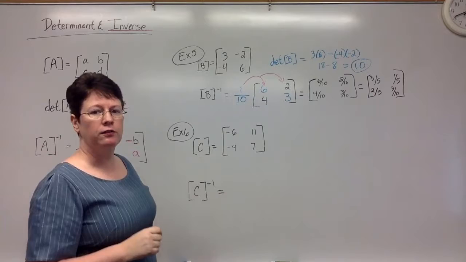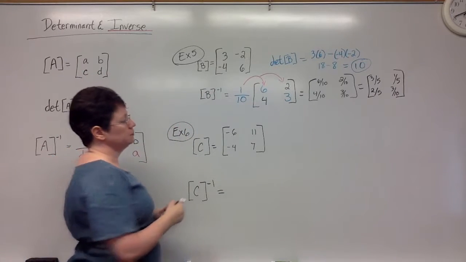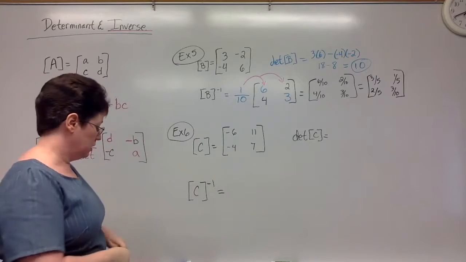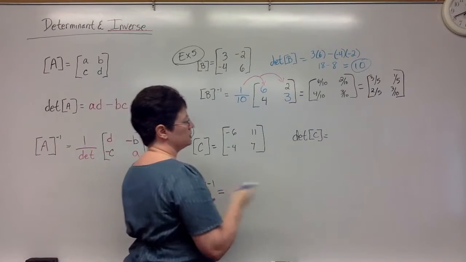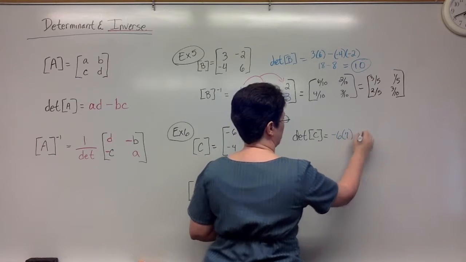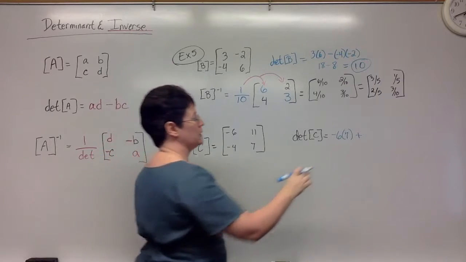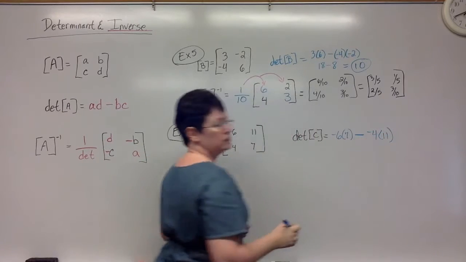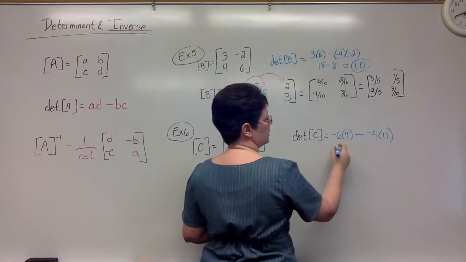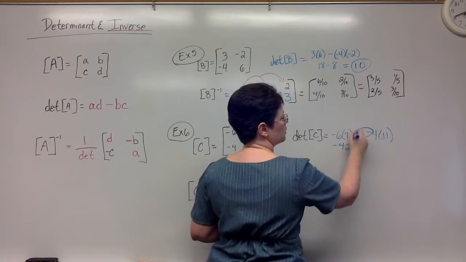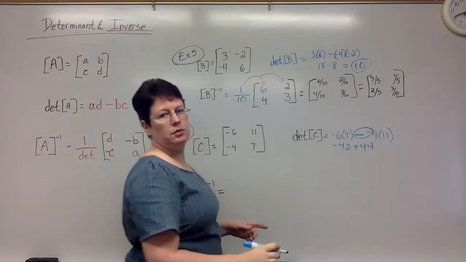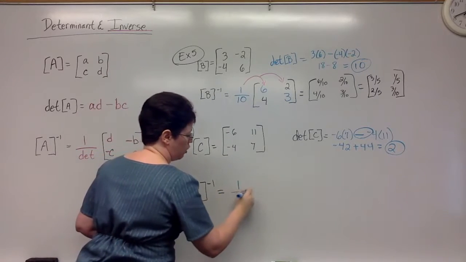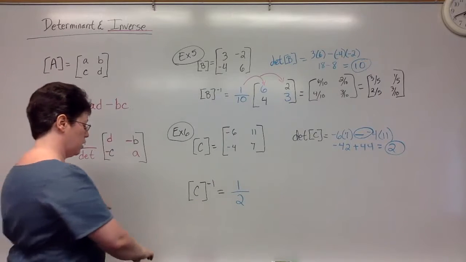Let's do example 6. First step, we got to do the determinant, right? So let's come over here. I need the determinant of matrix C. What are we going to do? Well, remember cross multiply. So I have negative 6 times 7 plus, is it plus? Ooh, it's minus. Negative 4 times 11. Okay? Now it's going to end up being a plus, but that's okay. Negative 6 times 7 is negative 42. 4 times 11 is 44. 2 negatives make a positive. What is that going to be? Yeah, 2. So my determinant is 2. So for my inverse, I do 1 over 2. Remember, you're always doing 1 over the determinant.